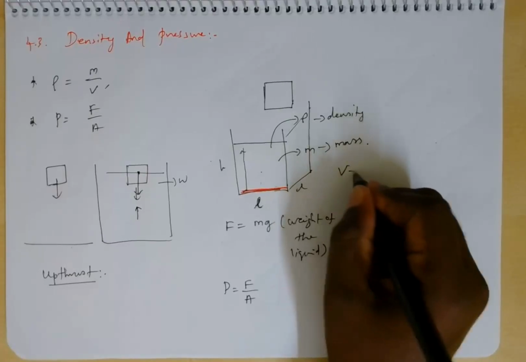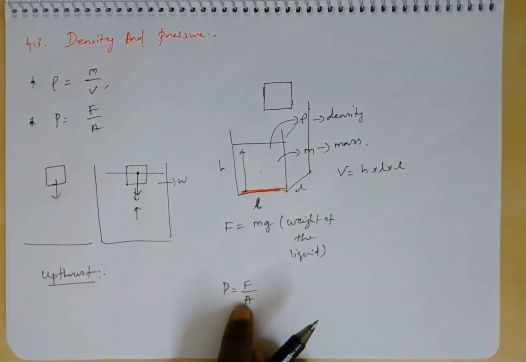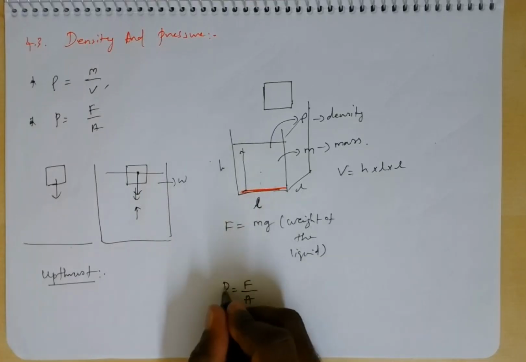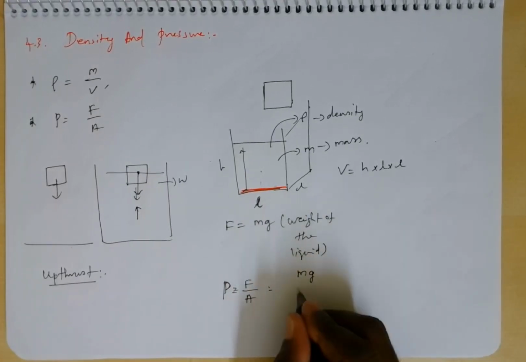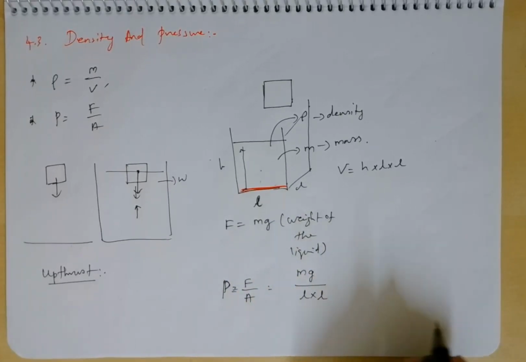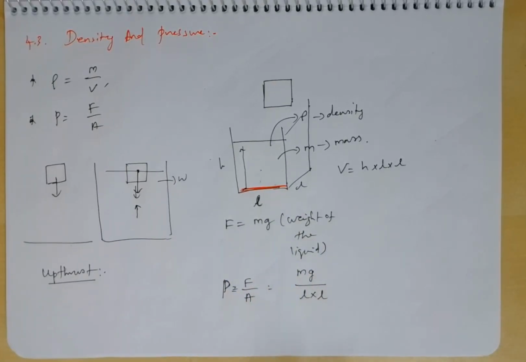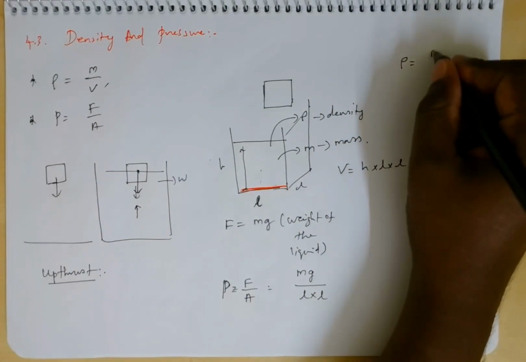So the total volume of the water here is H into L into L. Now we know that pressure is force by area. Here force is M into G, divided by area, L into L. Okay, so now we are not doing anything tricky. We know the density of the liquid inside is mass by volume.